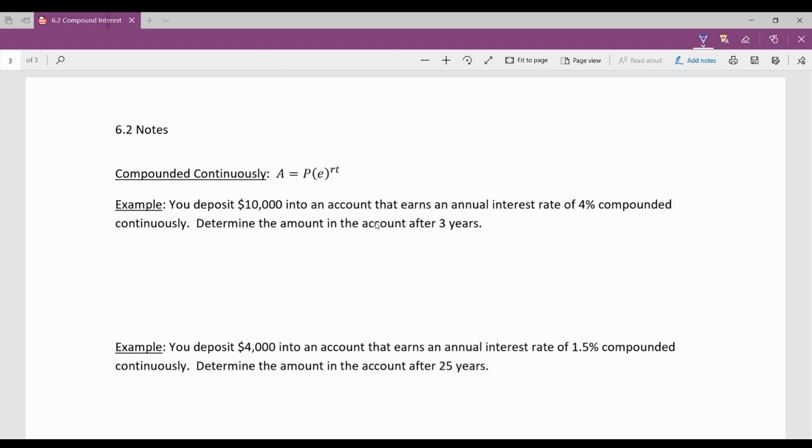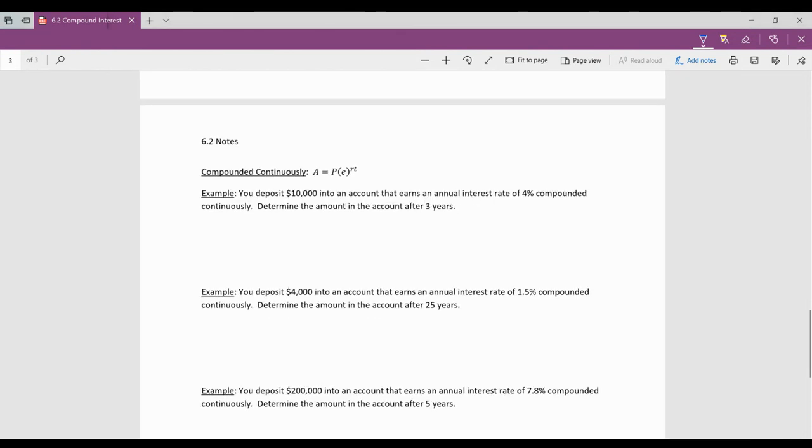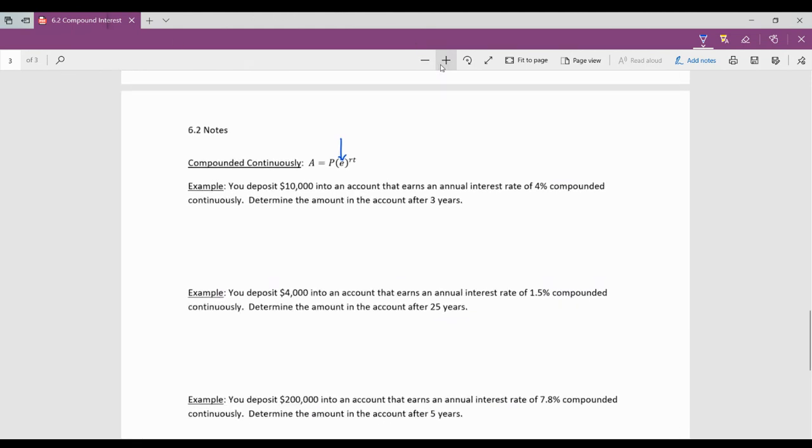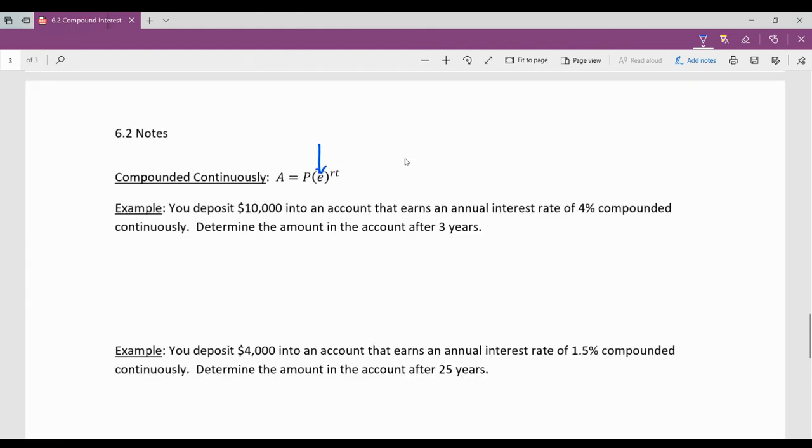All right, guys, so we're on to the last section, and that is something called compounded continuously, where the amount in your account equals, and now we have a new equation, P E raised to the R times T. So one of the things I want to point out is we have all these variables, but E is actually not a variable. E is a number. So you know how like pi is 3.14?